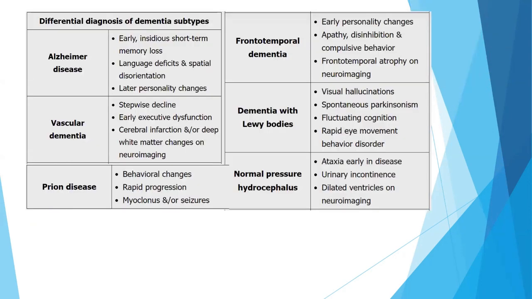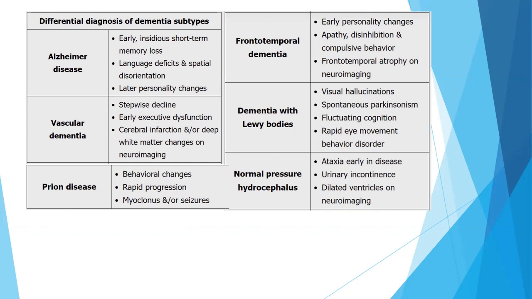So, what are the differences in the diagnosis of different dementia subtypes? Alzheimer disease presents with early insidious short-term memory loss, language deficits, and spatial disorientation. And later, the patient may have personality changes. Vascular dementia shows stepwise decline, early executive dysfunction, and cerebral infarction and/or deep white matter changes in neuroimaging.